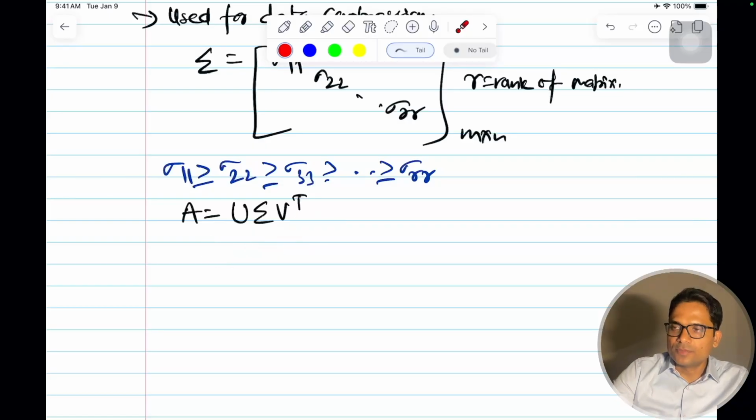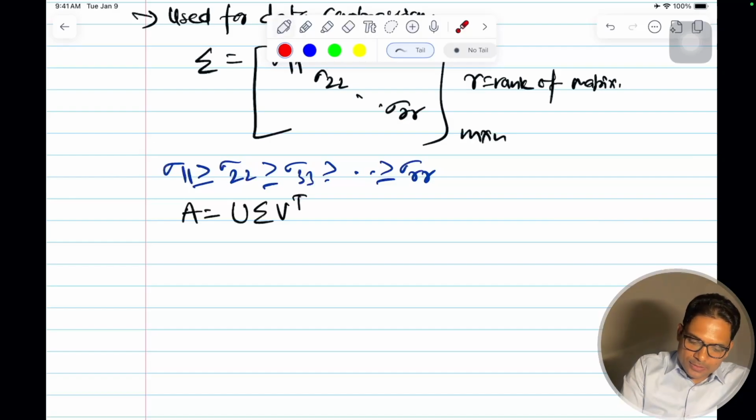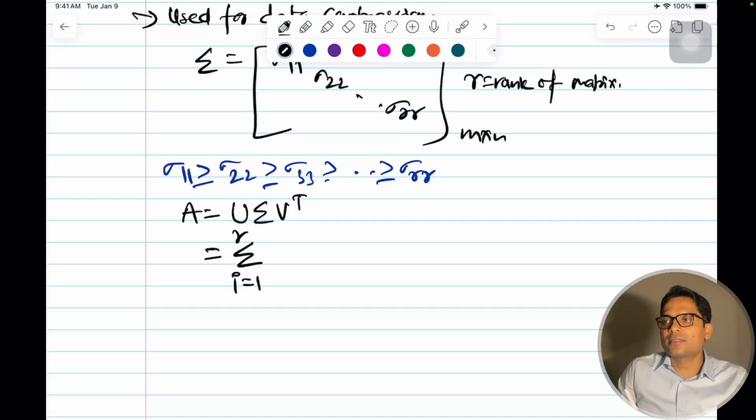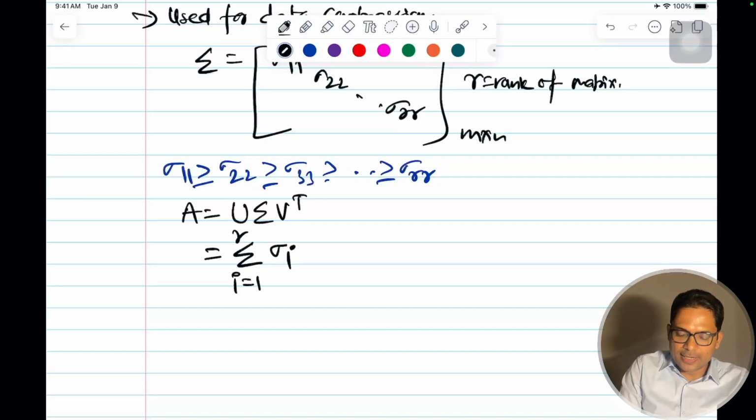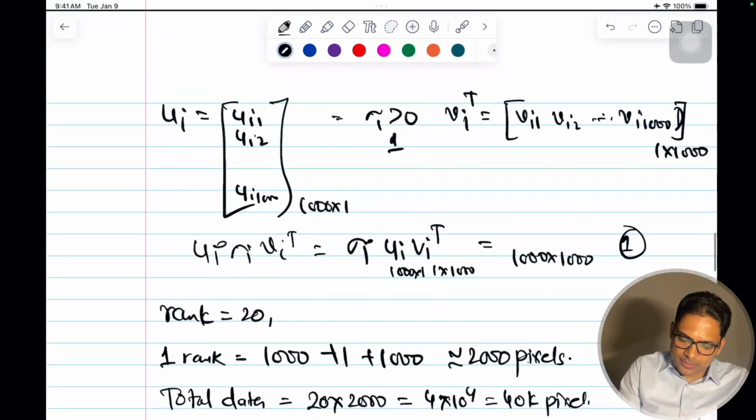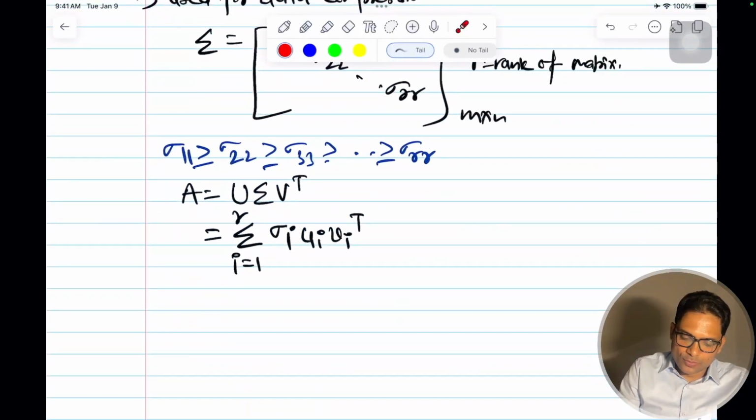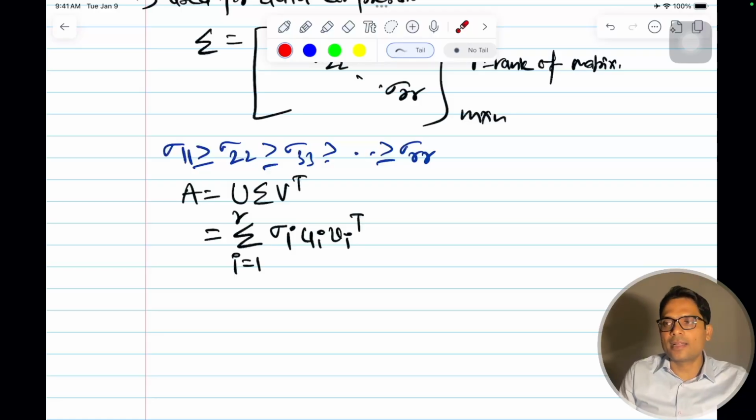Then this can also be written as the sum over i equal to 1 to R, all the ranks. I can take out the sigma, as you saw in the image compression also, and then write u_i and v_i transpose. I can take out the sigma here and then multiply this. So this was the reason. You can similarly do this for all R ranks.